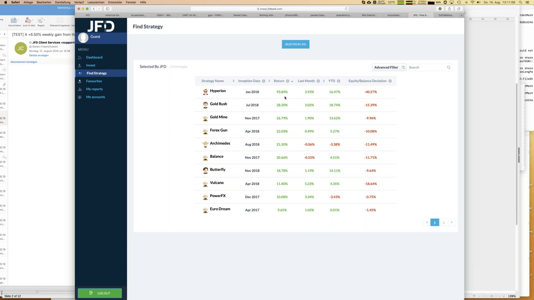We have return. Okay, that's the overall return, last month, year to date, and, as mentioned already, equity balance deviation. Equity balance deviation in more detail is quite simple. If you have a trading account and there's no open trade, then equity and balance will always be equal.